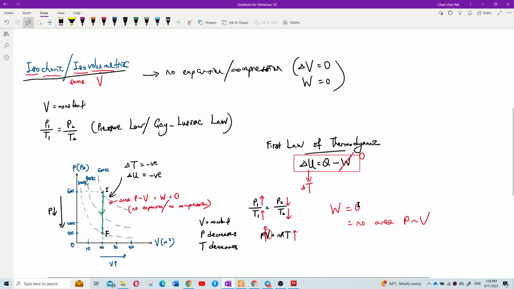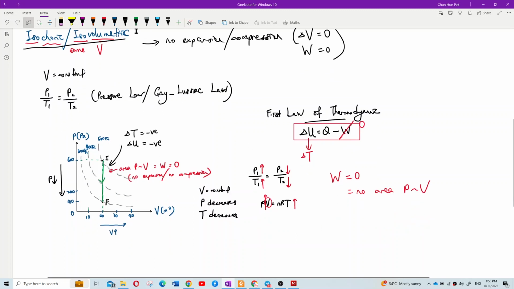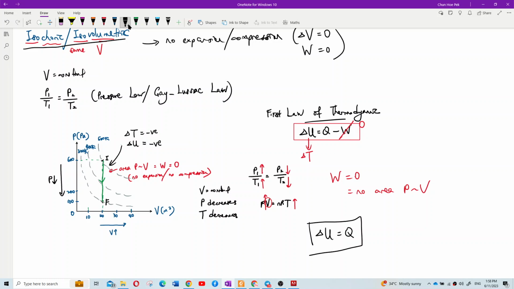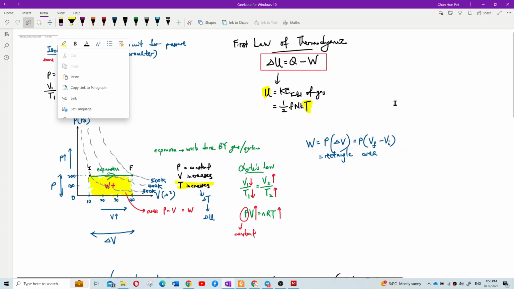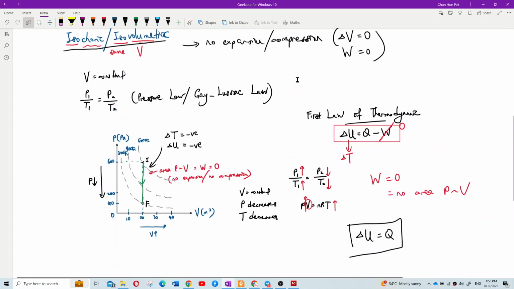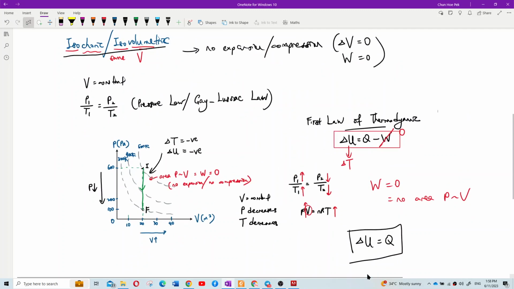So this formula is simple. Delta U equals Q only, class. For isobaric, it is a little more complicated because there is delta U, Q, and W, all three. But for isocoric, isovolumetric, W is zero. So only delta U and Q.